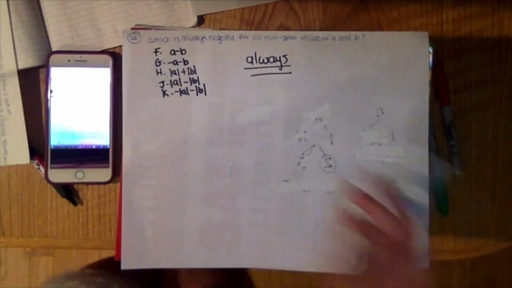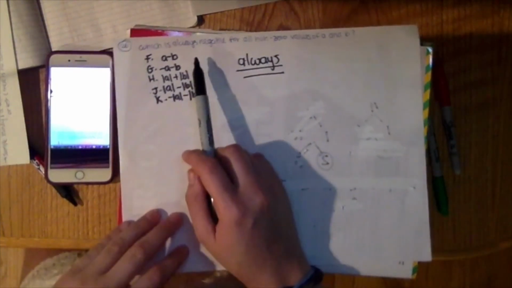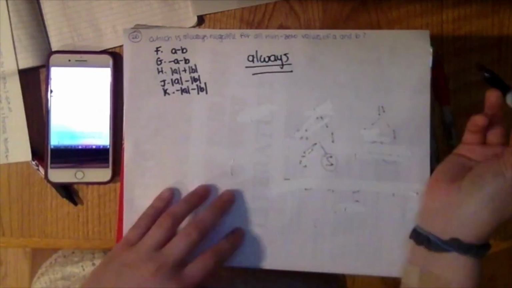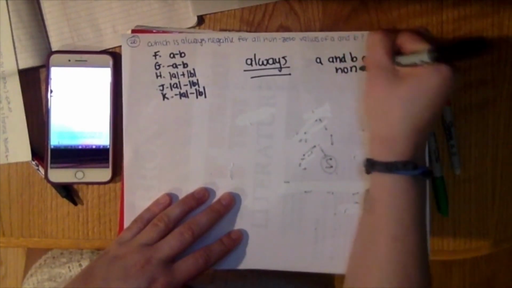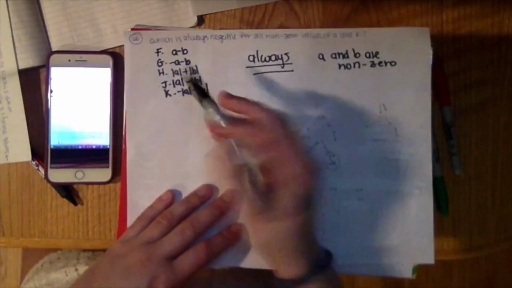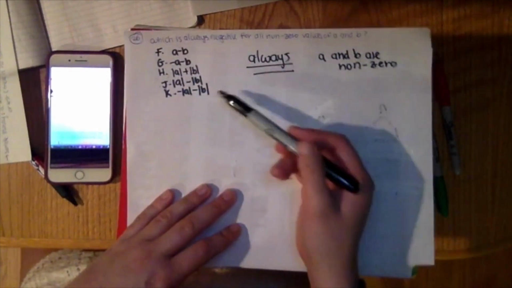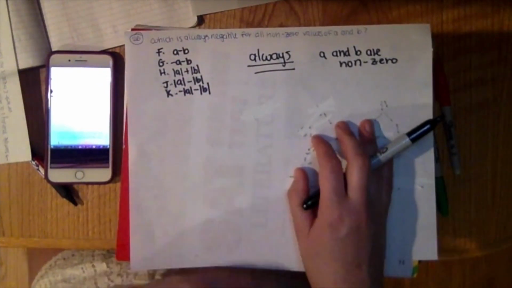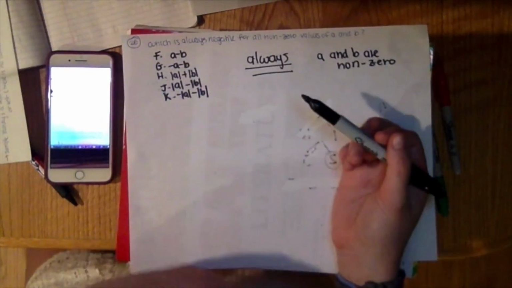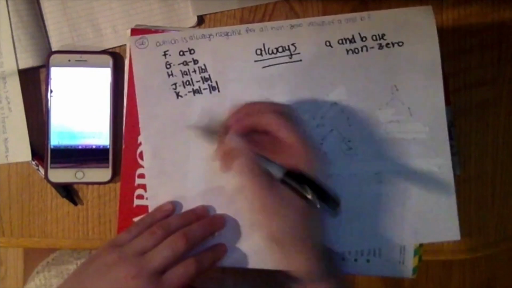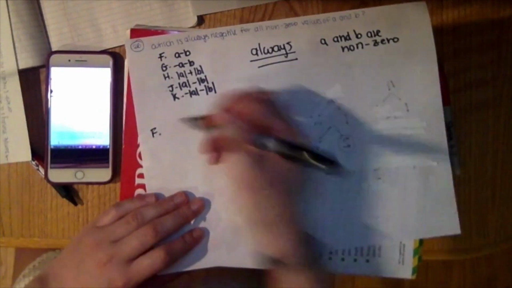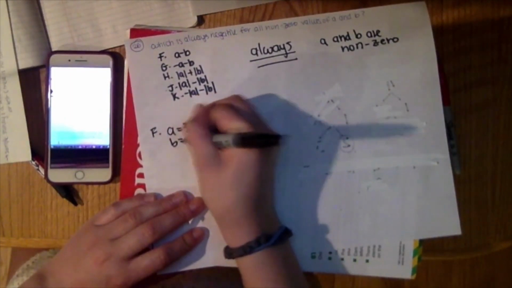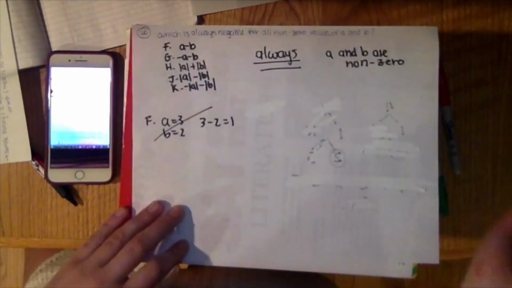So what do we know? We know that A and B are non-zero. So we're looking for non-zero numbers A and B. Which expression is always negative? Let's look for expressions that could be positive, because that's how we would disprove it. So here we have A minus B. Let's call this F. You could get a positive number simply if A equals 3 and B equals 2. 3 minus 2 equals 1. So you got a positive number. That means this option cannot be true.